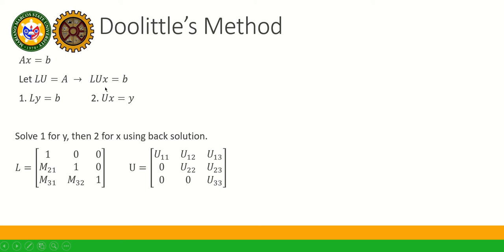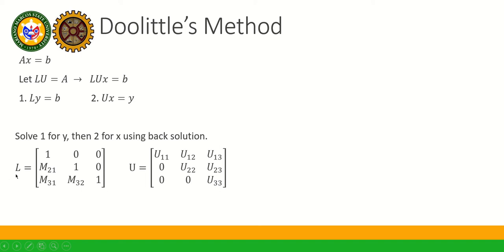Ibig sabihin sa X dito, yun yung mga variables ng ating system. So, LUX equal to B. Yung LU pala dito and A are the augmented matrix of the linear equations. So, we can use LY equal to B to solve for Y, and then UX equal to Y to solve for X using back substitution, just like how we do sa ating previous methods discussed.